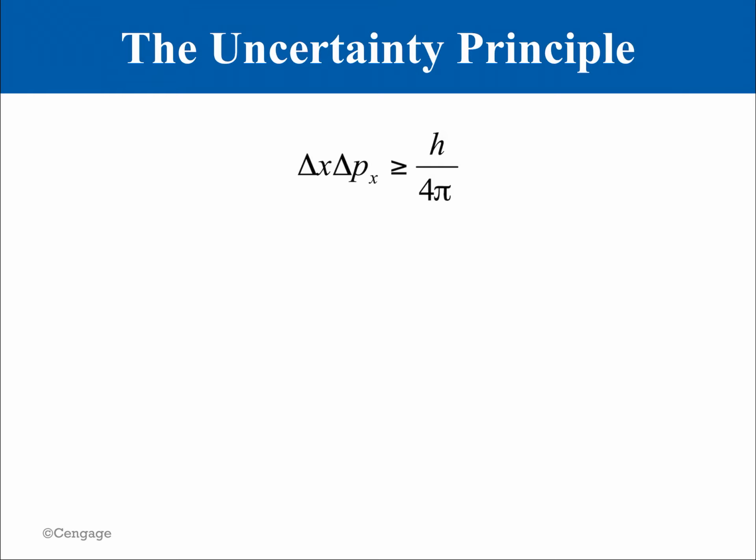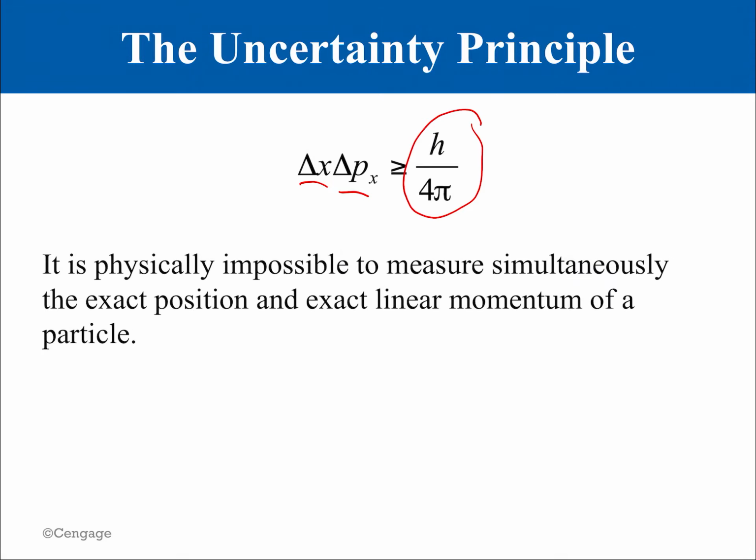If a measurement of the position of a particle is made with a precision delta x, and a simultaneous measurement of linear momentum is also made with precision delta p, in the same direction, so delta px, the product of the two uncertainties can never be smaller than Planck's constant divided by 4 pi. This is the absolute limiting precision. In other words, it is physically impossible to measure simultaneously the exact position and exact linear momentum of a particle. If delta x is very small, then delta p is large, and vice versa.